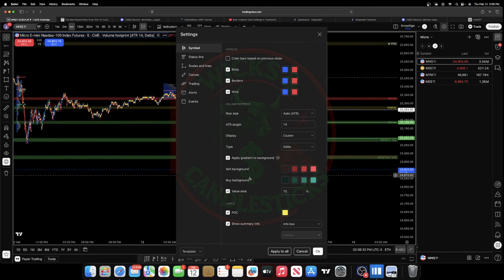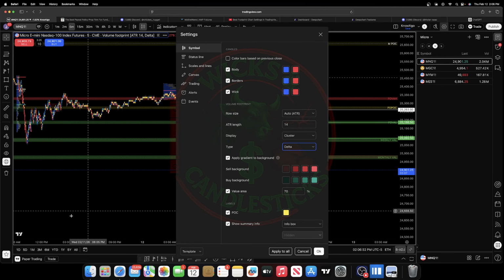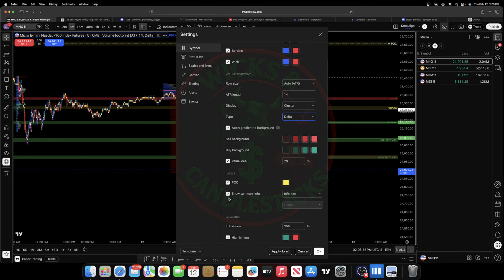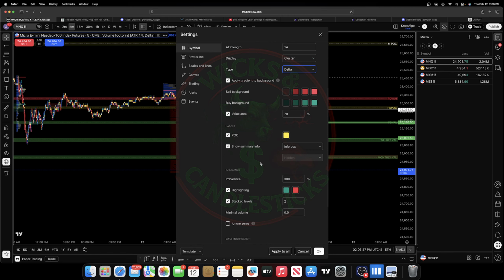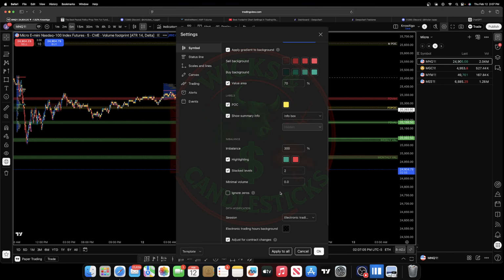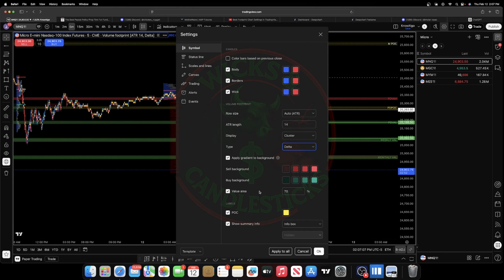So these are my settings for the footprints. The row size here, ATR, display, cluster. The type, I just want the delta. I don't need none of that stuff. I don't need that right there. Put that at delta. That's what brings it on at the bottom like that. My POC are yellow. Info box, I'll leave that the same. Leave this the same. Leave all this. And that's pretty much all for my settings for it.